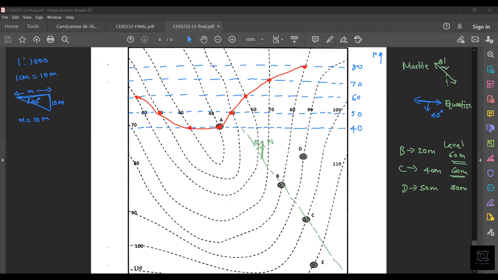So the dotted line is north. Our strike is not always along north, right? It can be in any orientation. So we don't know about the dip. We'll see. Determine the dip and the dip direction. So now they're asking for the dip and the dip direction, right?